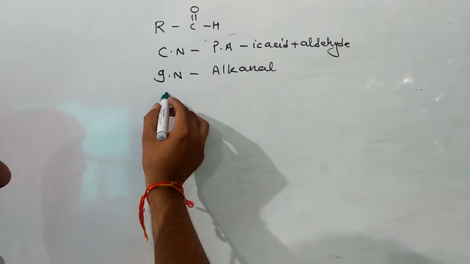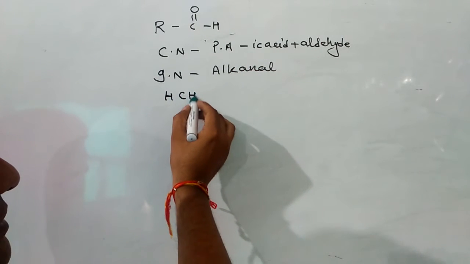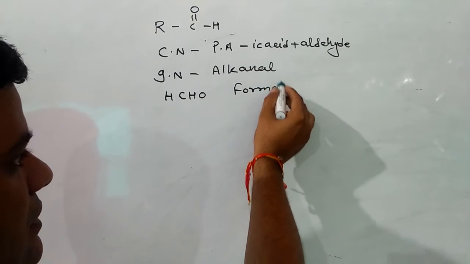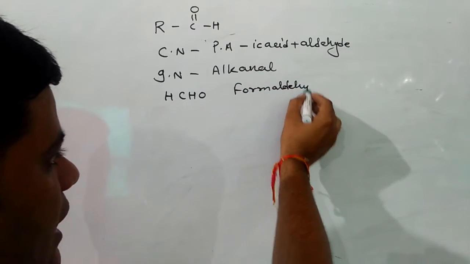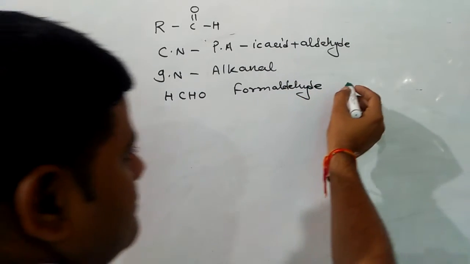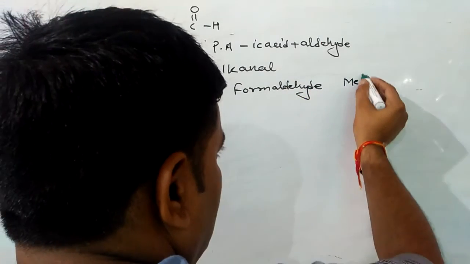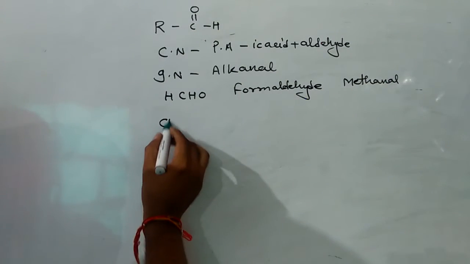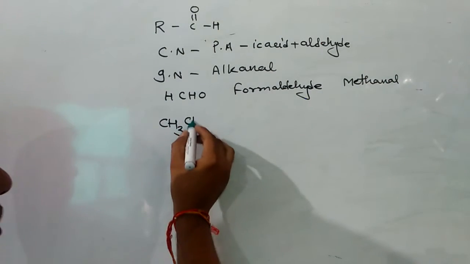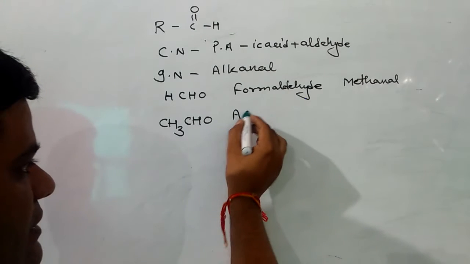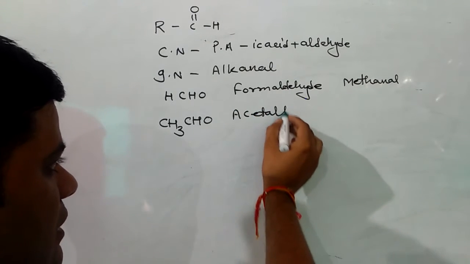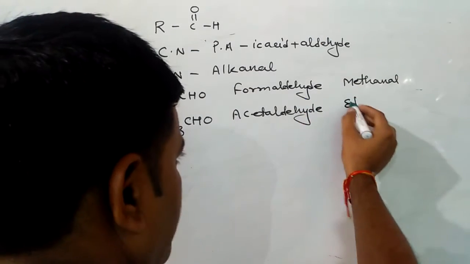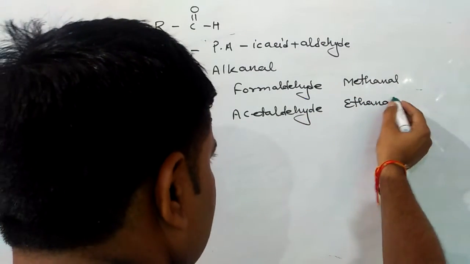For example, the first one is HCHO. Its common name will be formaldehyde, and the IUPAC name will be methanal. Second is CH3CHO. Common name is acetaldehyde, and IUPAC name is ethanal.